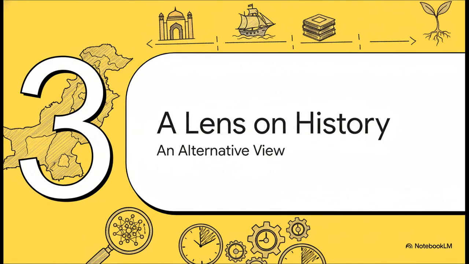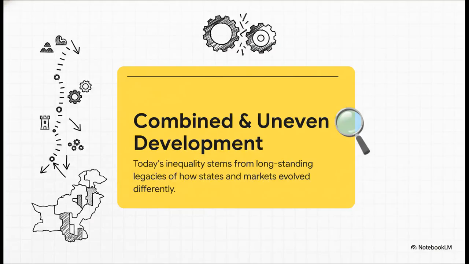Section 3 offers us a different way to look at the exact same data, through a lens on history. This framework is called combined and uneven development. And the basic idea here is that the inequality we see today isn't necessarily about people's attitudes right now. Instead, it's about these long-standing historical legacies. It argues that different regions evolved in very different ways because of how states and markets were built over hundreds of years, and that's what created the gaps we see today.